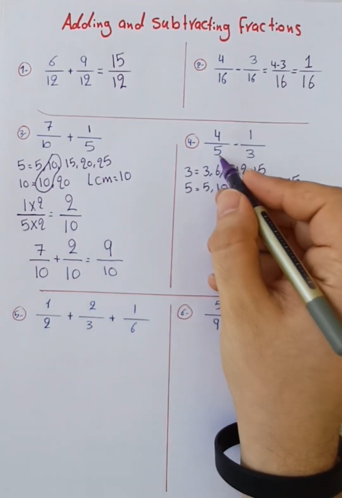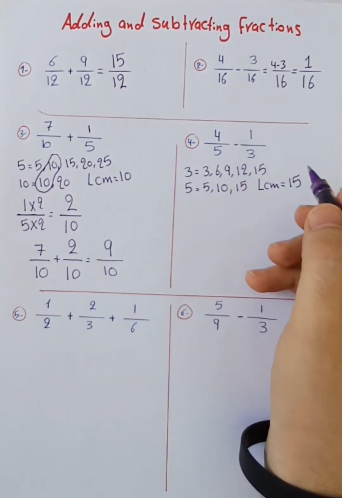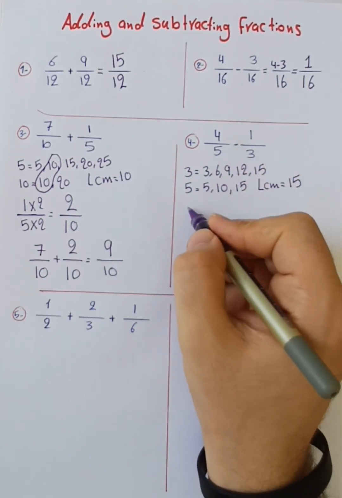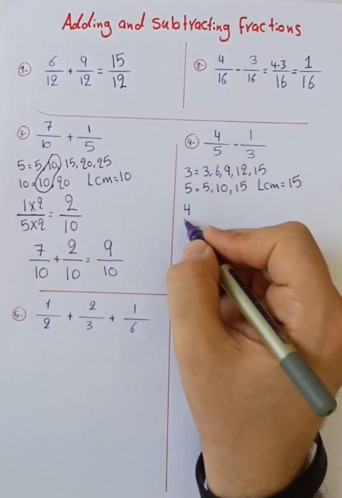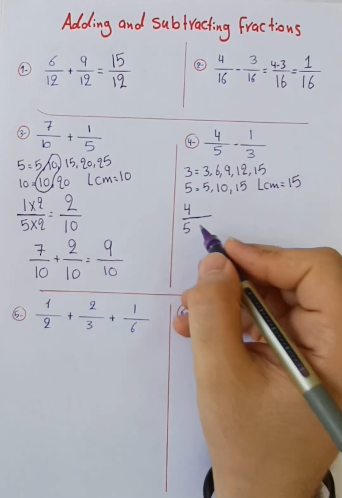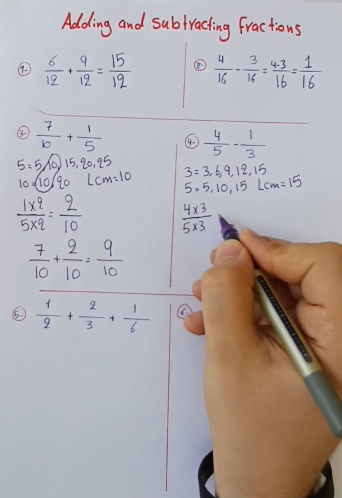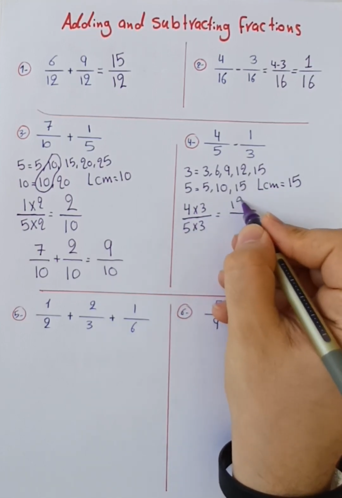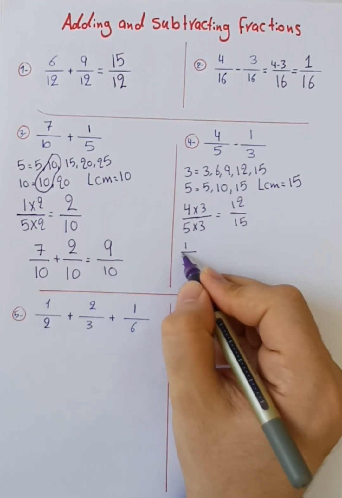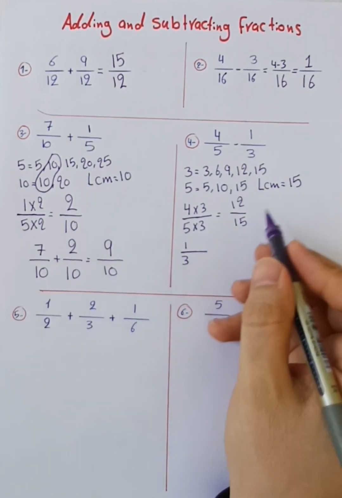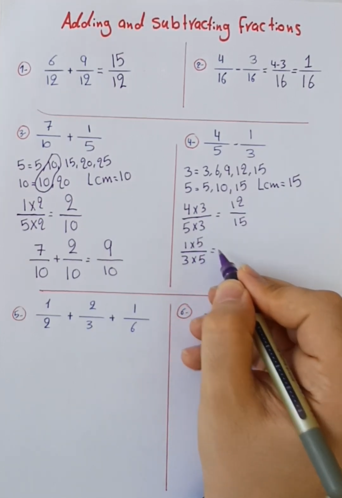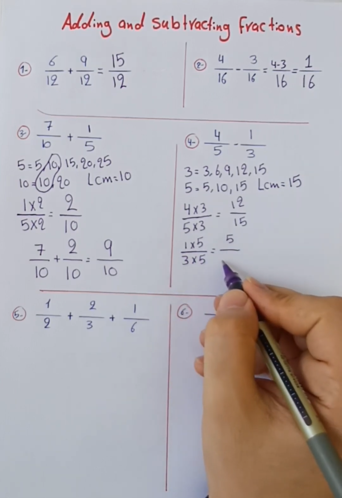After that, none of them has 15 as a denominator, so you have to change both fractions. The first fraction we have is 4 out of 5. We have to think, 5 multiplied by which number equals 15? By 3. You have to multiply both by 3. 4 times 3 is 12. 5 times 3 is 15. The second fraction we have is 1 out of 3. We have to think, 3 multiplied by which number equals 15? Multiplied by 5. 1 times 5 is 5. 3 times 5 is 15.